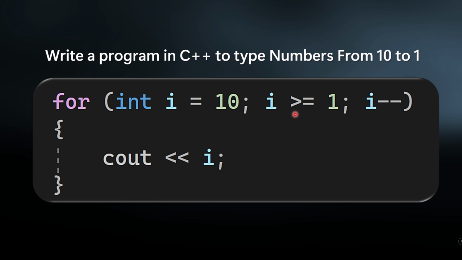So is 1, in this case, i, larger than or equal to 1? That's true. Then we will be printing the last value, which is 1. And now if we decline 1, it will be 0. So in this case, the condition now is not valid, so it will be out of this for loop. Okay, let's see this in the IDE and try to code it together.